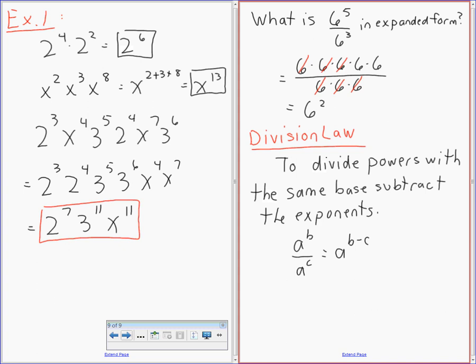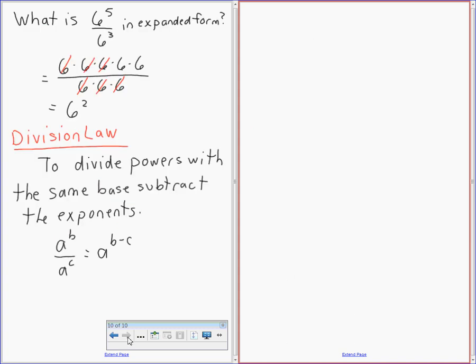Here's example 2. Somebody in the class is going to tell me the answer to this. Can somebody tell me what the correct answer is? No, what's 2 to the 8 divided by 2 to the 4 going to equal? 2 to the 4, okay? Because what he did correctly is he did 8 minus 4.